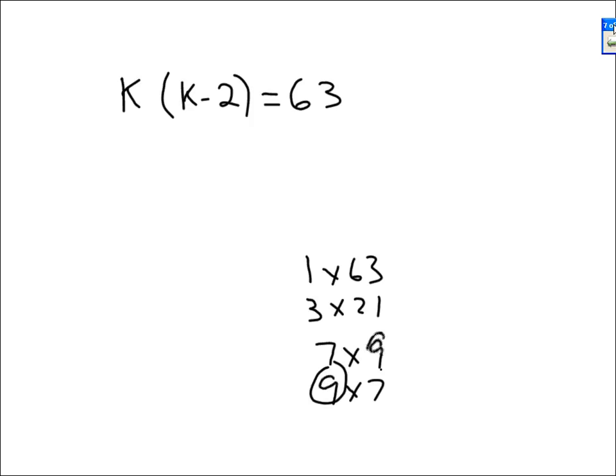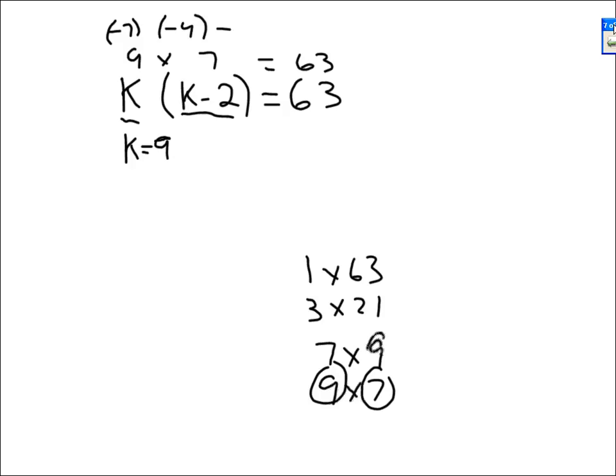Here's a number, and there's 2 less. A number times 2 less should be 63. So one answer is k can be 9, because then you would have 9 times 7, and that really does equal 63. But you know what? Negative 7 times 2 less than negative 7, which is negative 9, also equals 63. So k can be 9 or k can be negative 7.